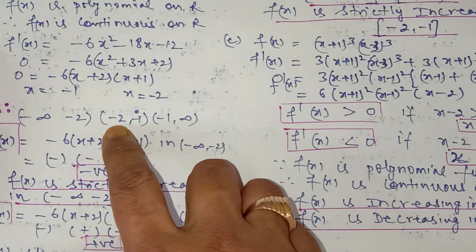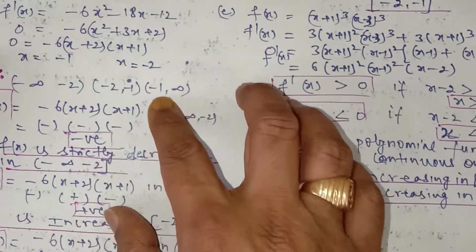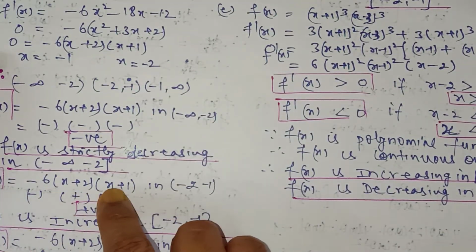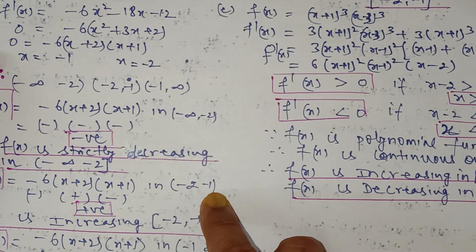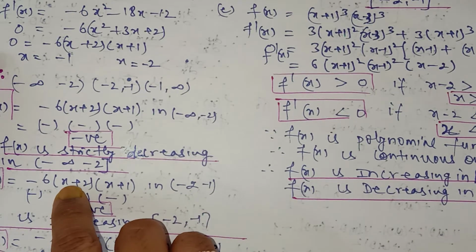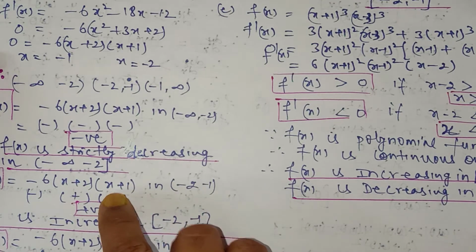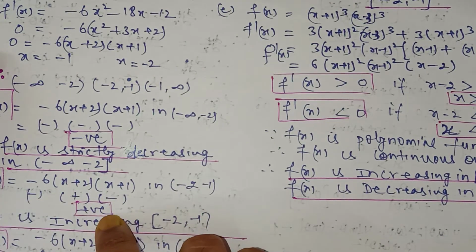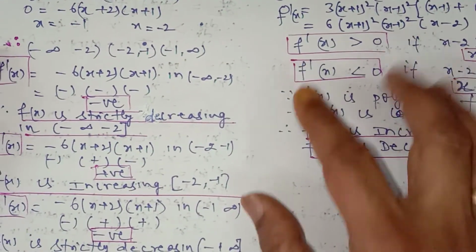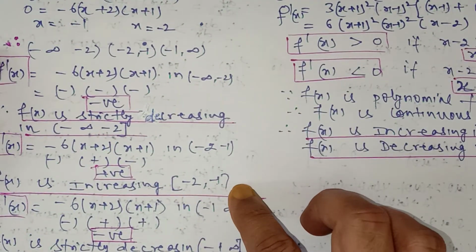Now consider the second interval, that is -2 to -1. So f'(x) = -6(x + 2)(x + 1) in the interval -2 to -1. Let us consider any value between this. I am taking -1.5. So one bracket will be positive, the other will be negative. The total first derivative will be positive. It means f(x) is strictly increasing in the interval -2 to -1.